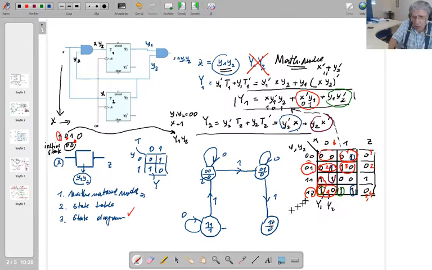So let's examine the 1, 0 row now. 1, 0, if you apply 0, your state is not changing. It comes back to itself when input is 0. When input is 1, your next state is 1, 1. So I'm going to put 1, 0. If you apply 1, your next state is 1, 1. That's the state diagram.